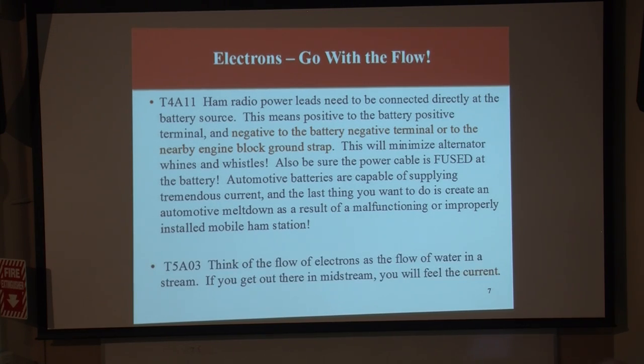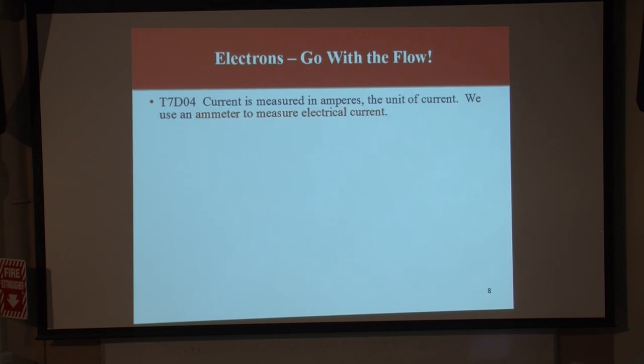Think of the flow of electrons as a flow of water in a stream. If you get out there in the midstream, you will feel the current. Again, electrons moving is current. Current is measured in amperes. That's the unit of current. We use an ammeter to measure electrical current.